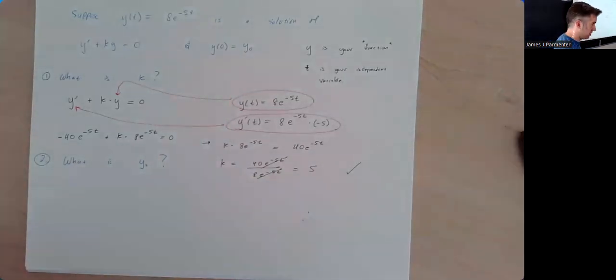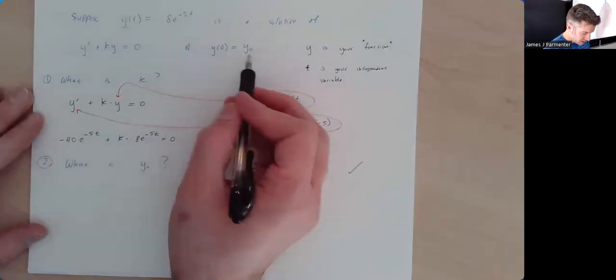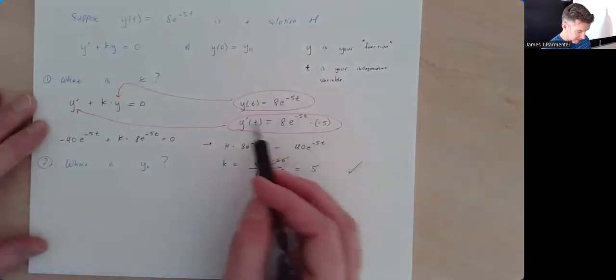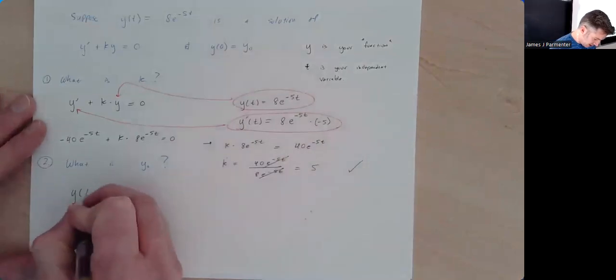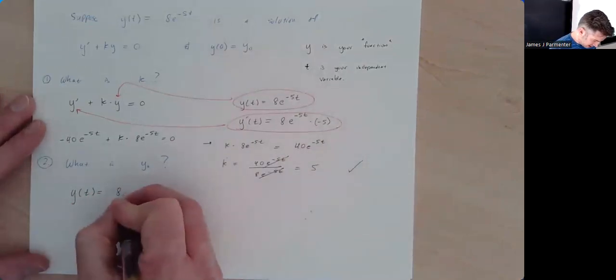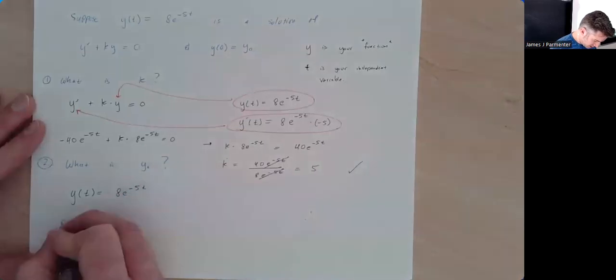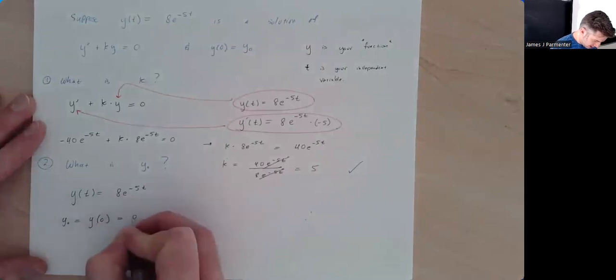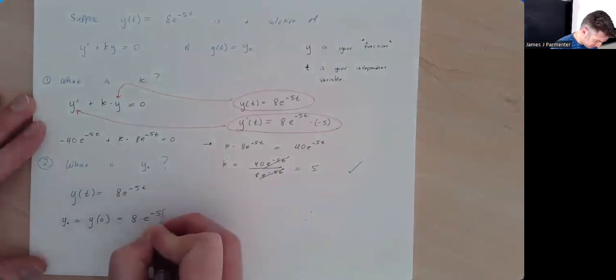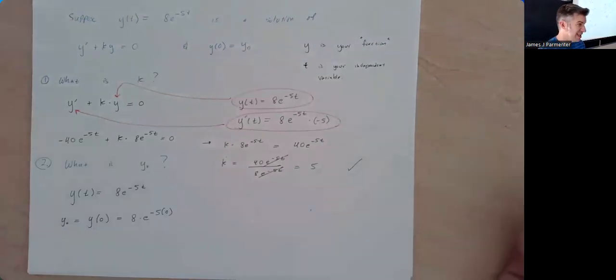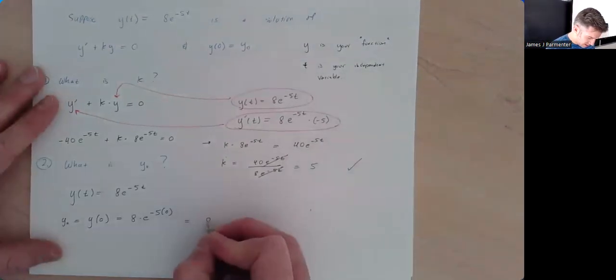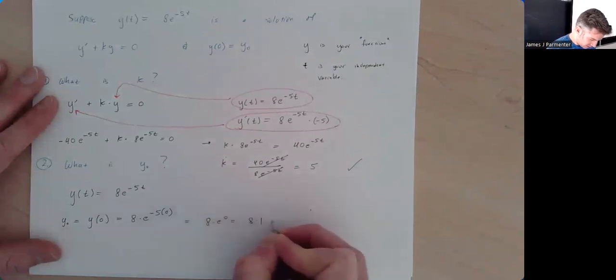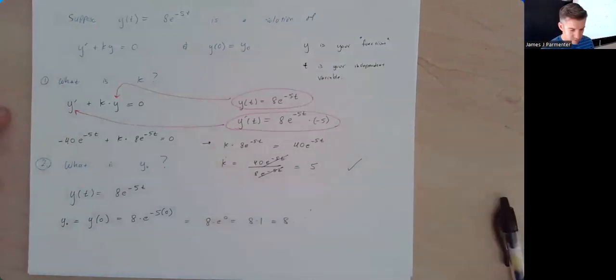You don't have to do all that work though to see it, I don't think. And then y naught is actually probably the easier part to solve. So y naught is just y of 0. Well, we know what y of t is. Y of t is 8e to the negative 5t. So y naught, which is y of 0, is just 8 times e to the negative 5 times 0, which is just 8. If you like, you can write it as 8 times e to the 0, which is 8 times 1, which is 8. Cool.